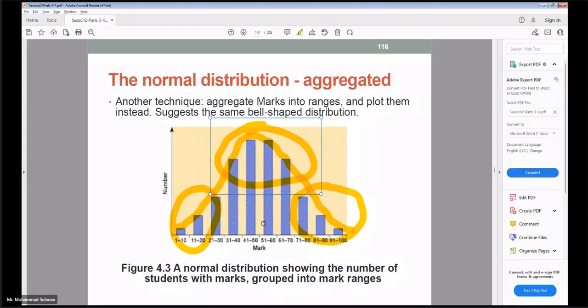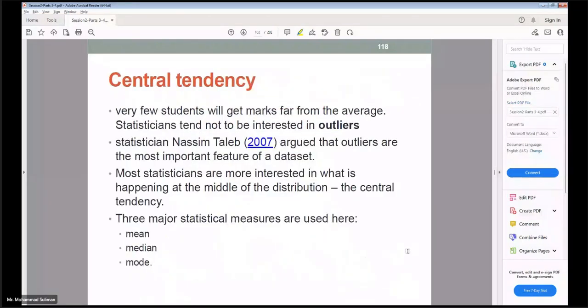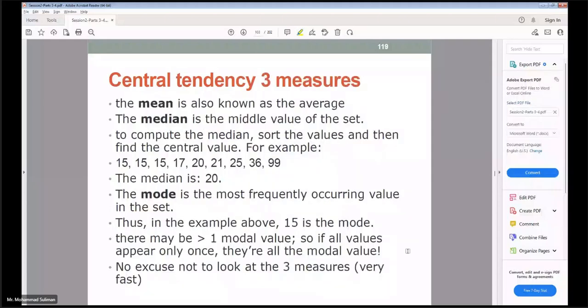In that case, we measure the mean, median, and mode. The mean is known as the average, the median is the middle value of the set of values, and the mode is the most frequently occurring value. So if these are the marks, then the mean is the average of these, the median is the middle value, which is 20, and the frequently occurring value is 15 here, for example. So in this example, 15 is the mode, and there may be more than one mode value. If the values appear only once, they are all mode values.